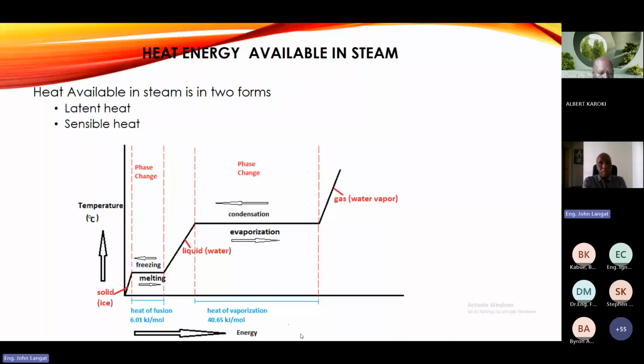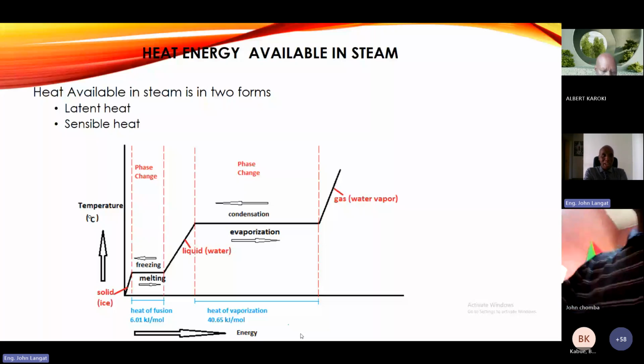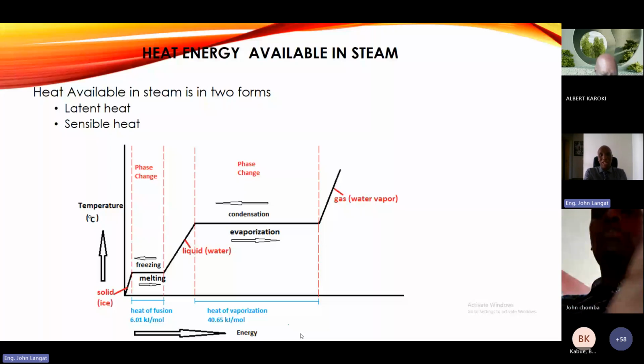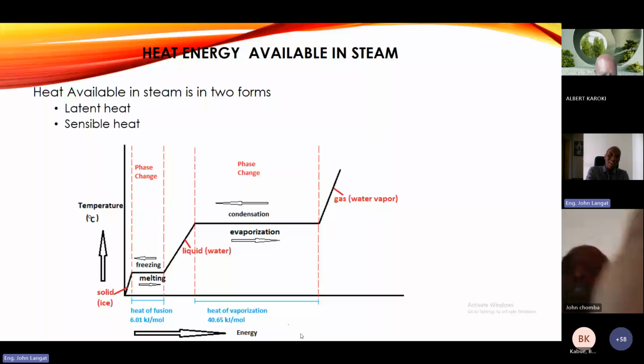So let's look at heat energy available in steam. I believe all of us must have interacted with this diagram. If you ever did thermodynamics, I believe all of us did that, whether you are an electrical engineer or an agricultural engineer or a mechanical engineer. I'll excuse the civil engineers here. Or if you ever did physics, industrial physics, you must have interacted with this diagram.